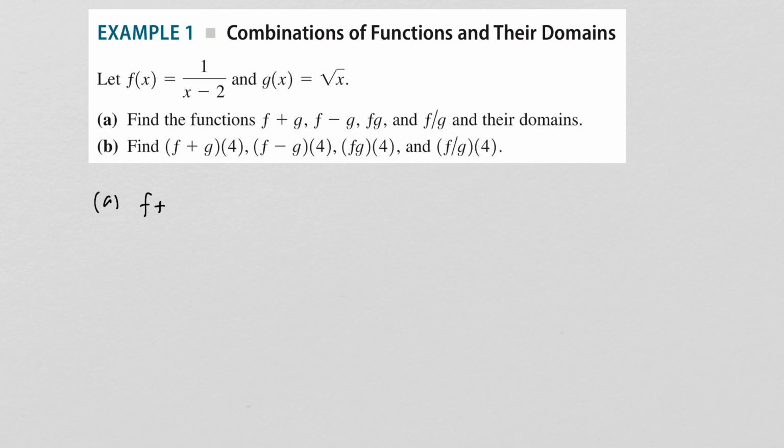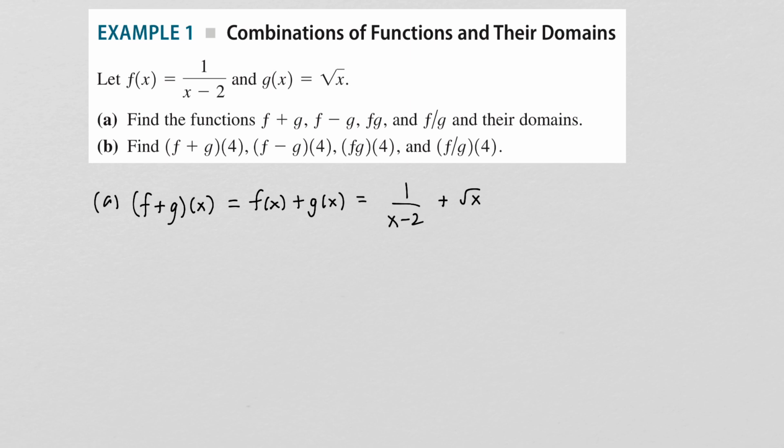So f plus g of x is defined to be f of x plus g of x, and f of x is 1 over x minus 2, and g of x is radical x. Now you could combine these together by getting a common denominator. In this case, I won't. I'll just leave it as is. But then what about the domain?